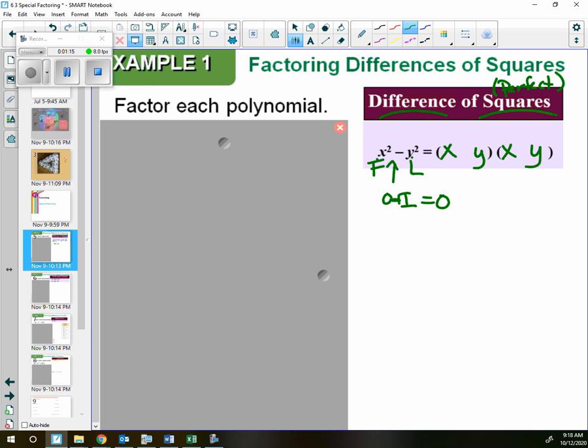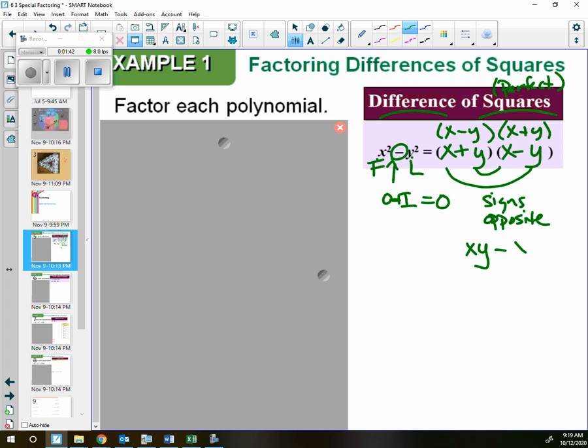And the only way to multiply and get a negative number, remember what that meant, is if the signs are opposite. So one must be a plus and the other one a minus. It doesn't matter which order you write those two binomials in, by the way. It just makes sure that one of them is plus and one of them is minus. They're called difference of squares. When you do the outsides plus the insides, you get 0. So in this case, you would get an xy and a negative xy. Well, those are opposites. They're going to add to 0.